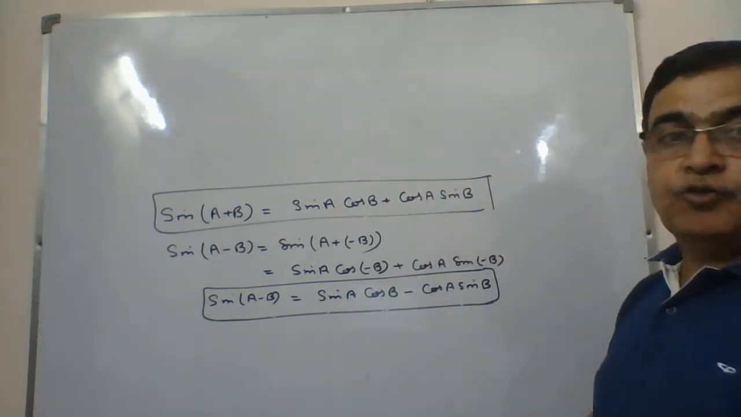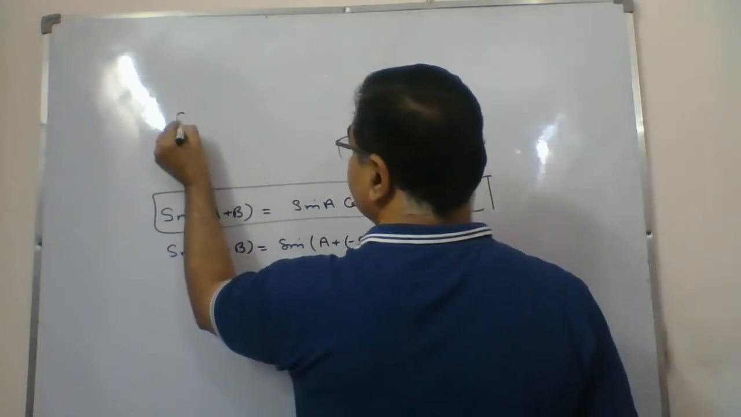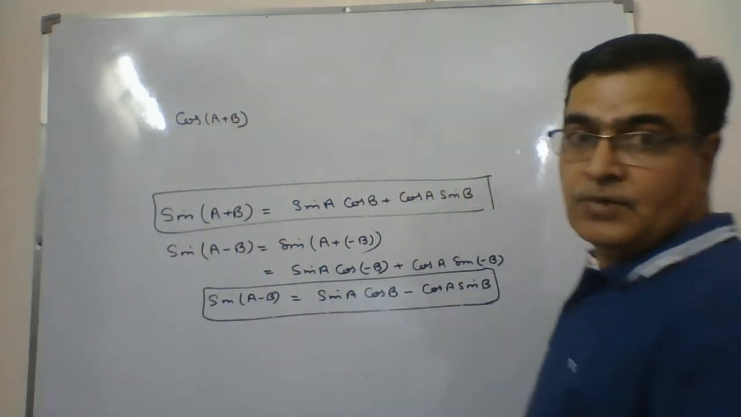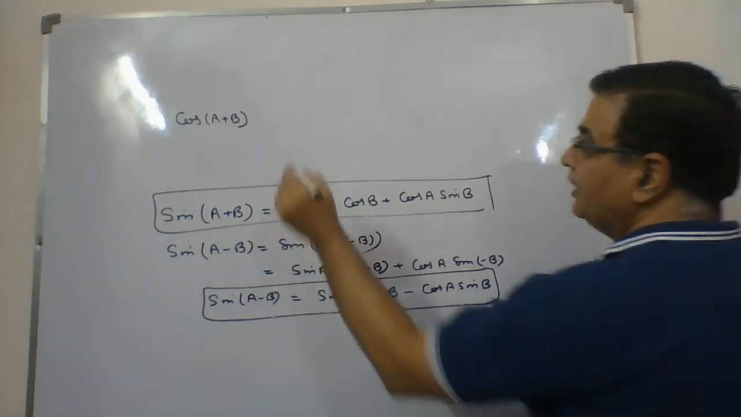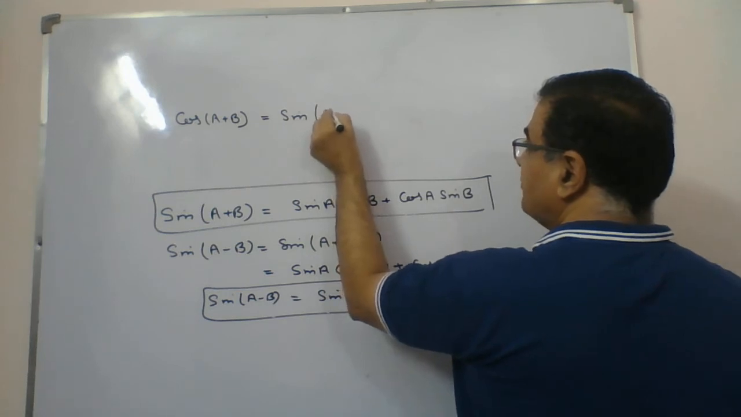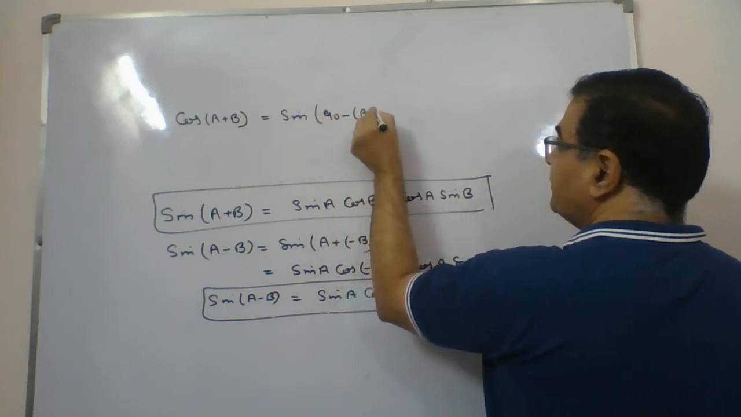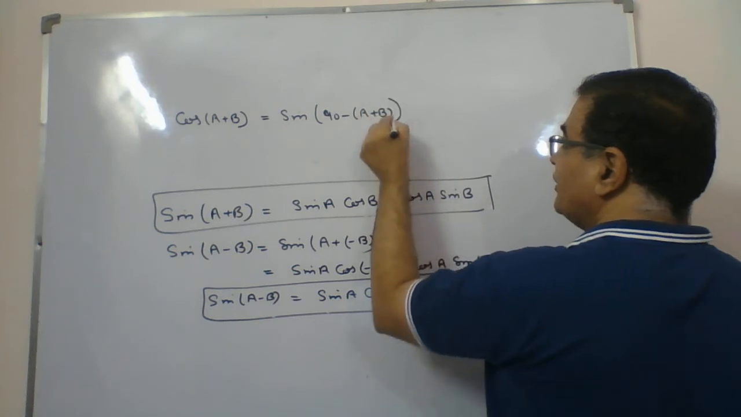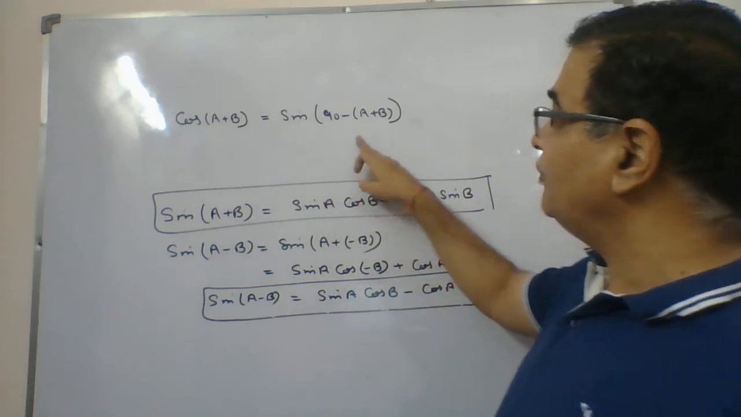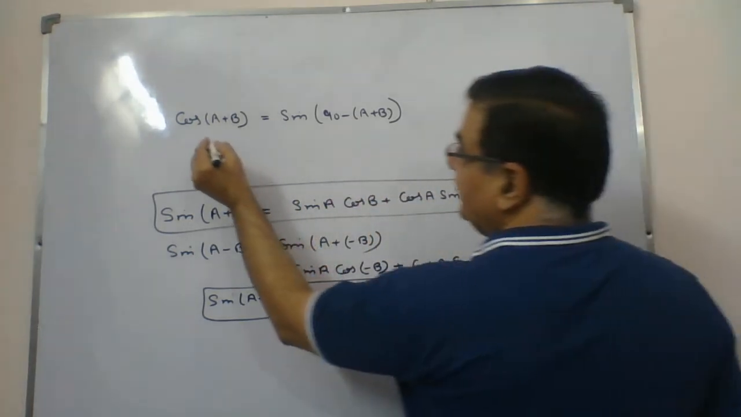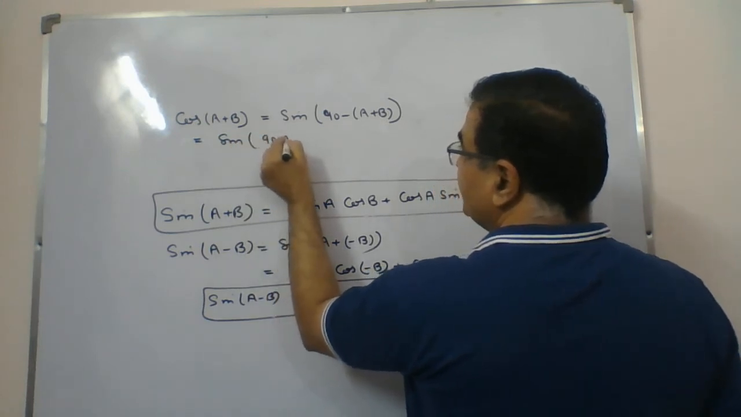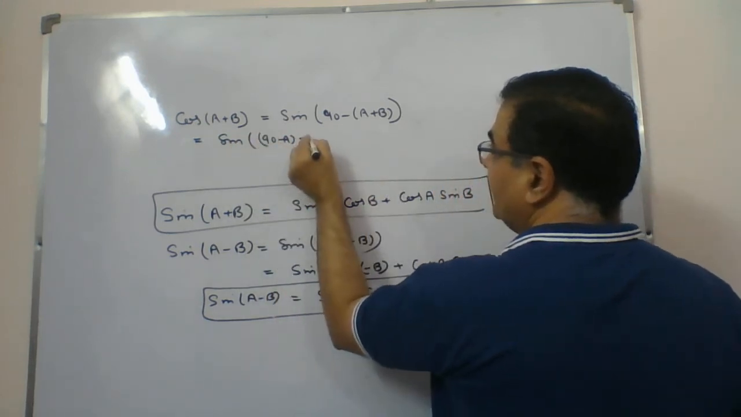Now we want the formula of cos A plus B. How do we do it, just check. Cos A plus B, if you remember, you can write as sine of 90 minus (A plus B). Last year you have done this: sine of 90 minus theta is cos theta, so cos theta is sine of 90 minus theta. Then I'll write this as sine of 90 minus A minus B.